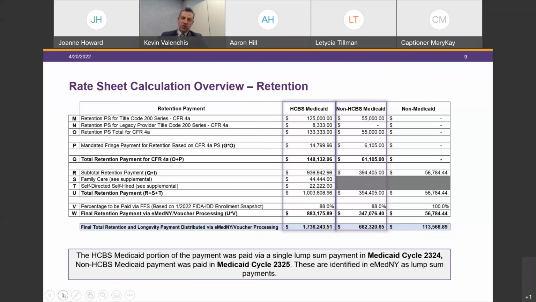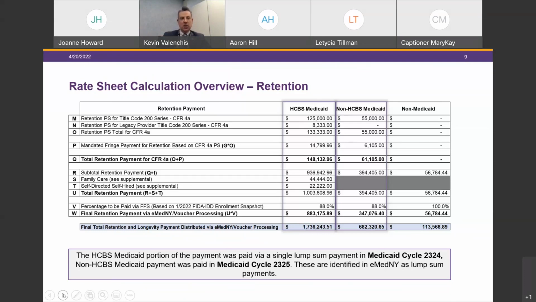Most of it is coming through fee-for-service. The balance, when we get to a position, we'll be working with the FIDA, with PHP to effectuate that subsequent payment to make that provider whole. And just to reiterate here, you can see the final retention in the blue. This is really the summation of W for both the longevity and the retention payments, and shows you what your remittance would have said in eMedNI for the HCBS and the non-HCBS Medicaid columns.